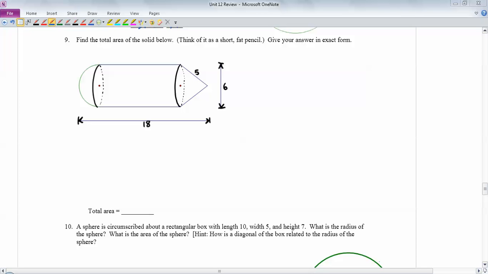Okay, so let's take a look at number 9. Find the total area of this weird 3D looking shape that kind of looks like a short fat pencil. So let's see what we can figure out here. This thing, now you kind of have to assume certain things about it, like that this right here is half of a sphere.